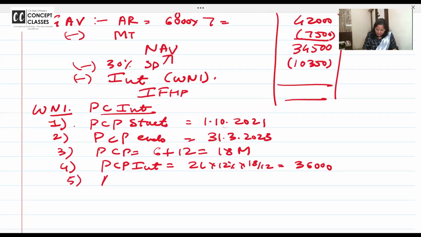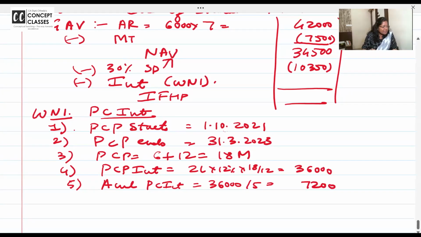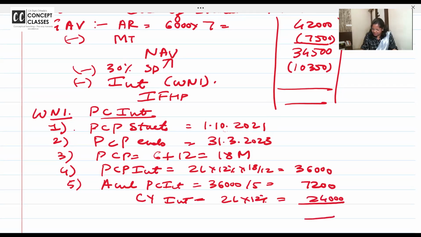36,000 came, right? Now annual pre-construction interest: 36,000 by 5. 1/5 every year for continuous 5 years. And is the loan repaid? No, last line. Current year's interest is outstanding. So 2 lakh, 12%, that is 24,000. 31,200 is the total interest.